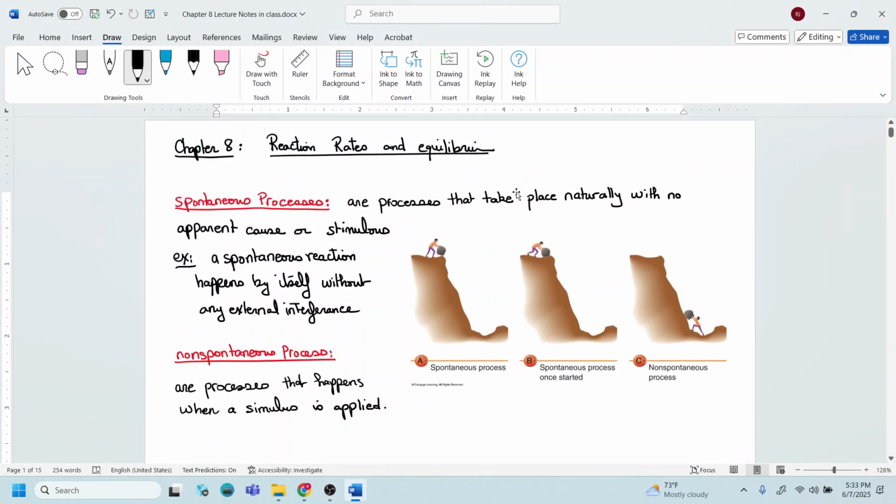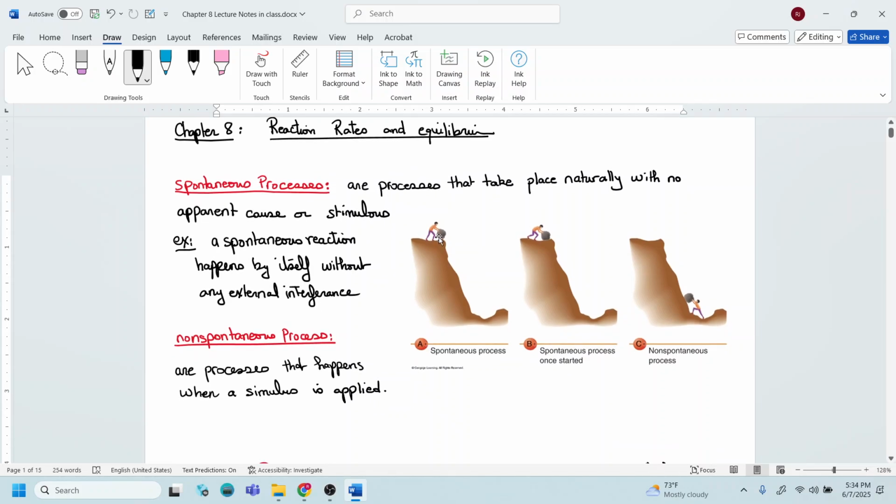In this chapter, we're going to go over reactions and their equilibrium. Before we start equilibrium, there are a couple of terms that we would need to define. The first one is a spontaneous process. So a process is said to be spontaneous whenever it takes place naturally with no apparent cause or stimulus.